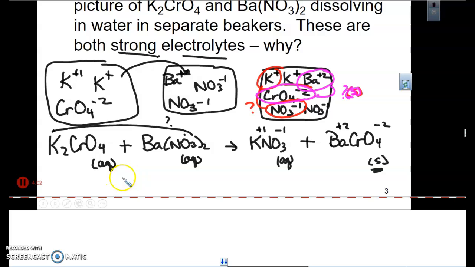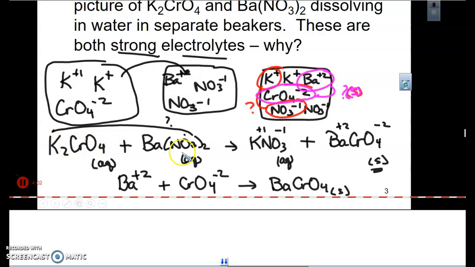Now, what we do is something called a net ionic, which I'll talk about in a little bit as well. But the net ionic is really just telling the story of what's happening. And what's happening ultimately is that barium and chromate are getting together to form a solid. Nothing happened with the potassium and nitrate. They were free single ions before, they're free single ions afterward. No commitment, no getting together, nothing happened.